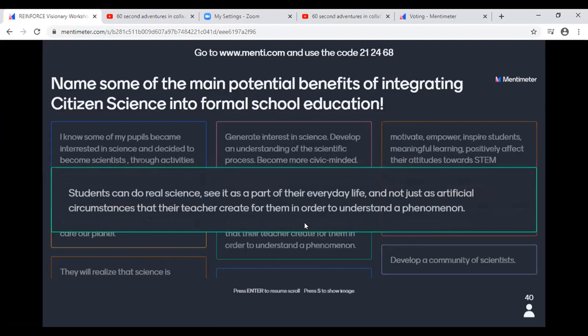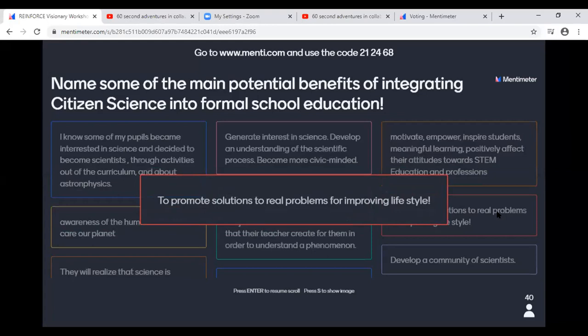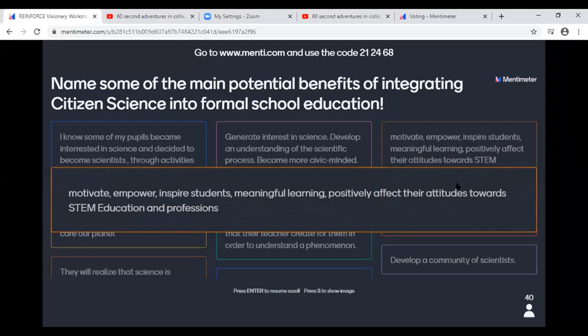The ability for students to actually do real science as part of their everyday life and not in the artificial circumstances that maybe the teacher in a lab creates for them to understand the phenomenon. Yeah, that's an interesting point. To promote solutions to a real problem for improving lifestyle. Very nice. To motivate, empower, inspire students. Meaningful learning, that's an interesting aspect, to give them better or deeper meaning to their learning that they are doing in school, to positively affect their attitudes towards STEM education and professions. Wow, this is a very rich point.